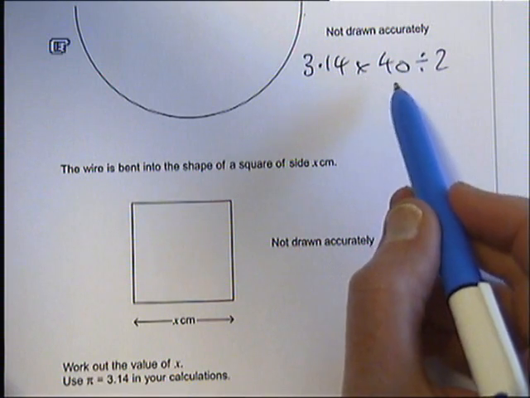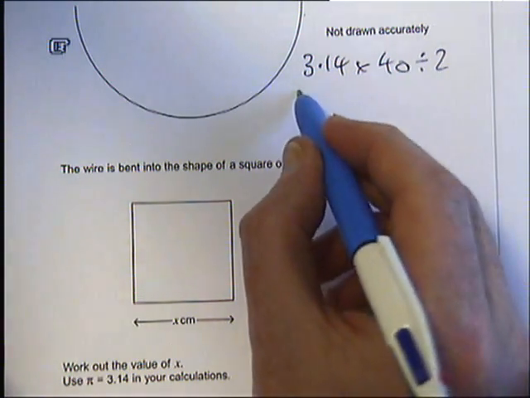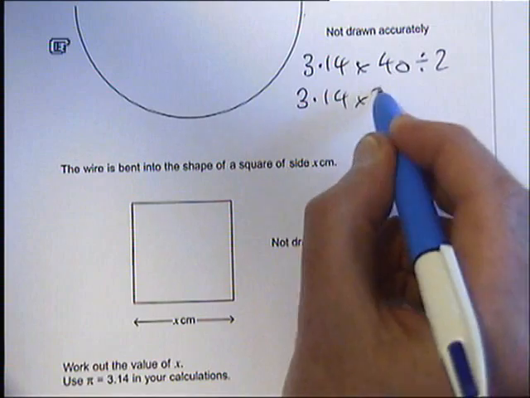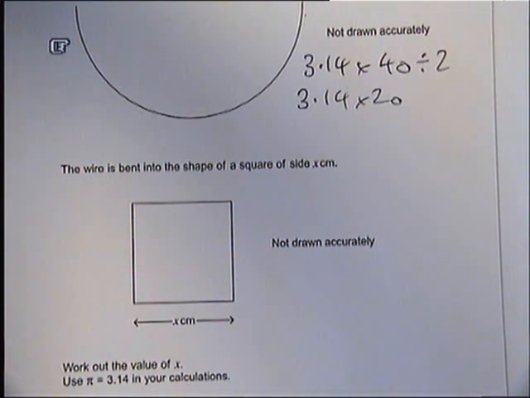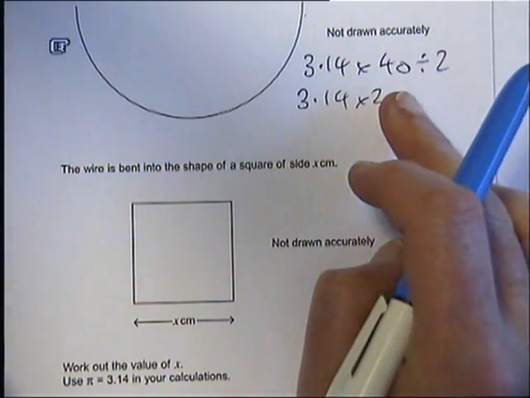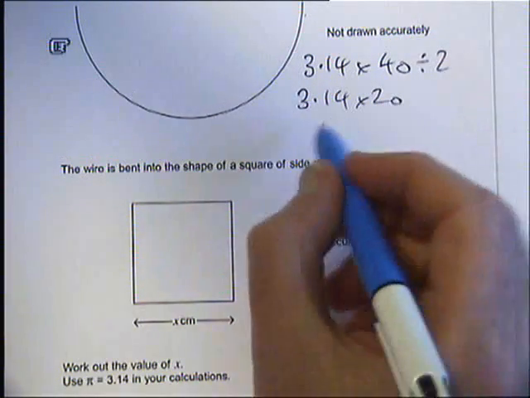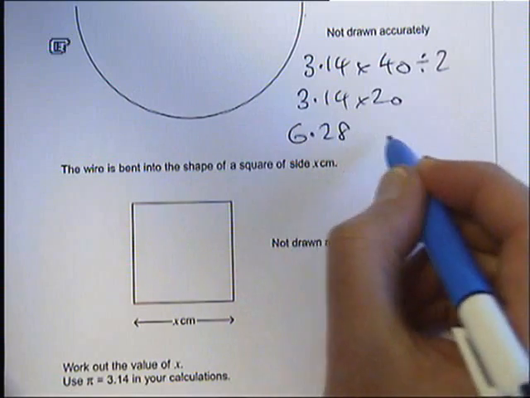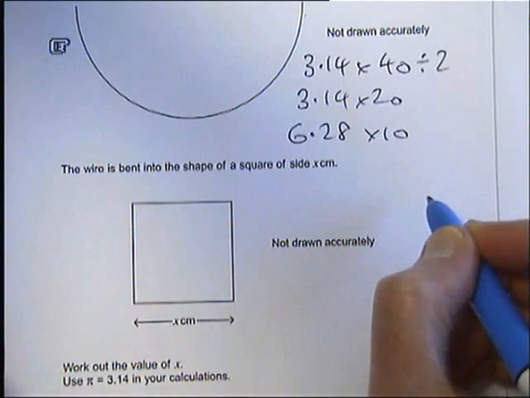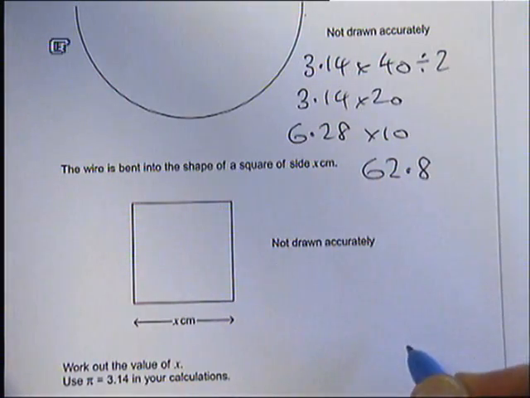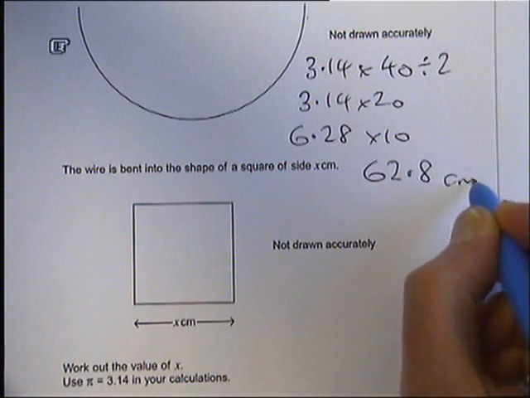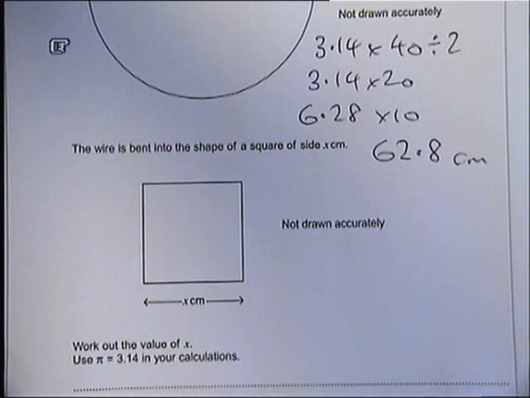And if I times something by 40 and then divide that by 2, that's the same as just timesing it by 20. So I've got to do 3.14 times 20. And if I do 3.14 times 2 and double it, that'll give me 6.28. So I've still got to times that by 10. If I times that by 10, I will get 62.8. And that'll be in centimetres, and that's the length of the wire.